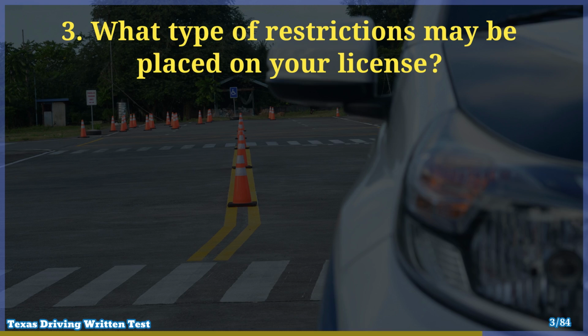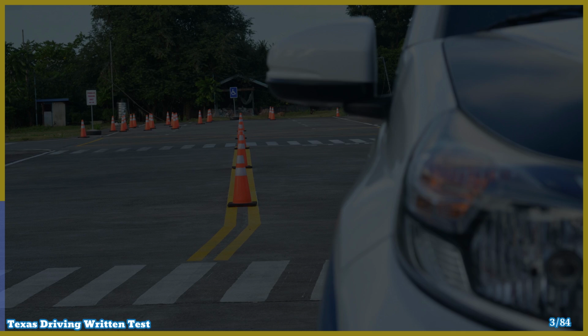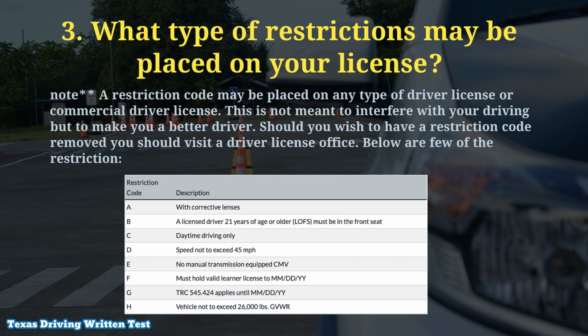Question number 3. What type of restrictions may be placed on your license? A restriction code may be placed on any type of driver license or commercial driver license. This is not meant to interfere with your driving but to make you a better driver. Should you wish to have a restriction code removed, you should visit a driver license office. Below are a few of the restrictions.